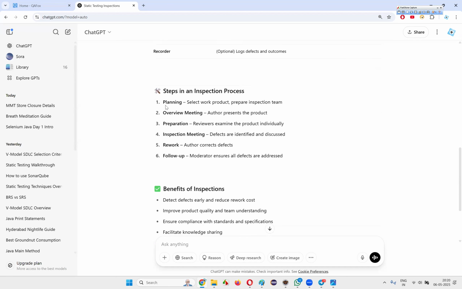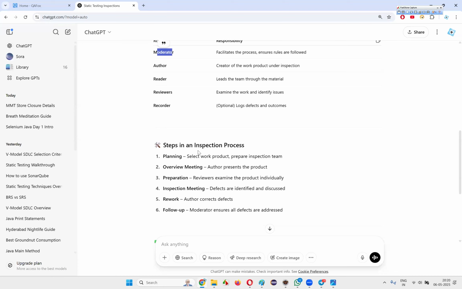First, the planning phase will be there, where a person like the moderator will be decided in the team, and who will select the work product like a BRS document or SRS document, whatever needs verification testing. That product will be selected and the inspection team will be created.